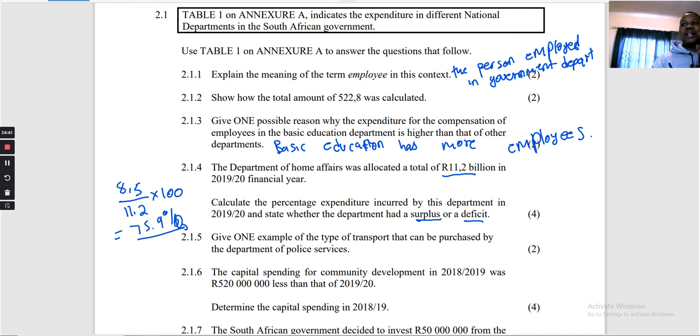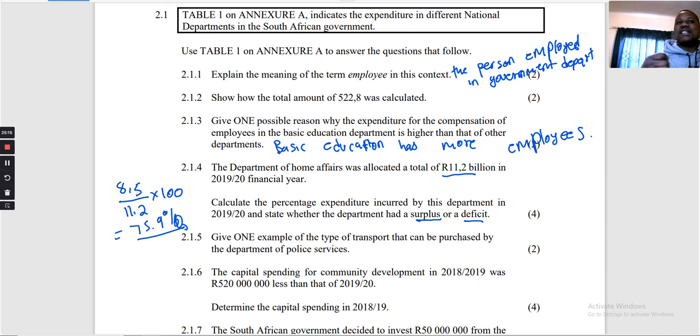Now let's talk about the surplus or the deficit. A surplus means you have used less than what you were given. Your mom gives you 10 rand to go to school for lunch, okay? But you come back home with 5 rand. It means you have a surplus of what you were given. You are still having something in your hand, okay? But now, let's talk about a deficit. What is a deficit? A deficit is when you have used more than what you have.